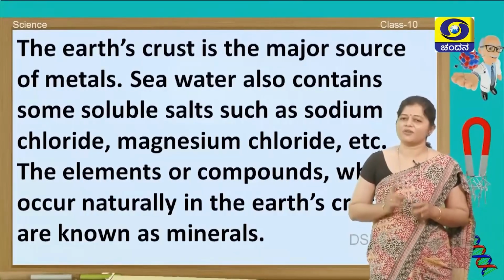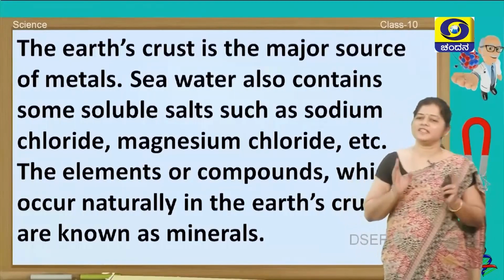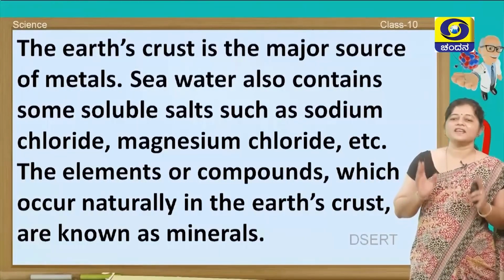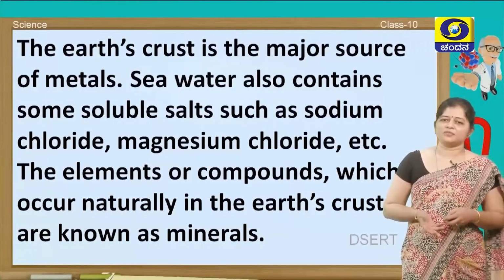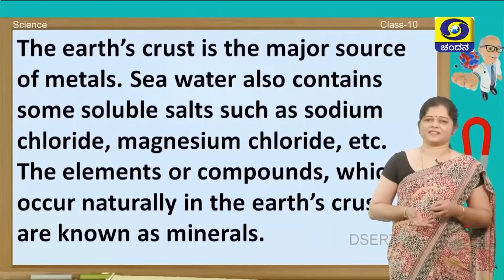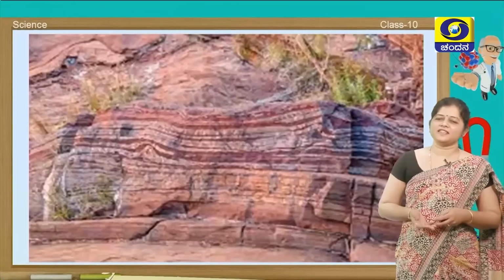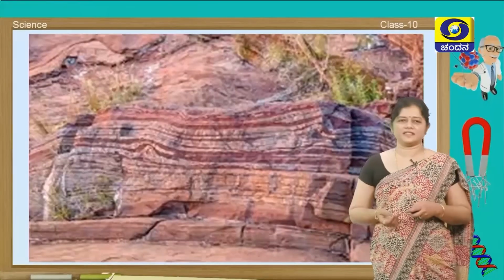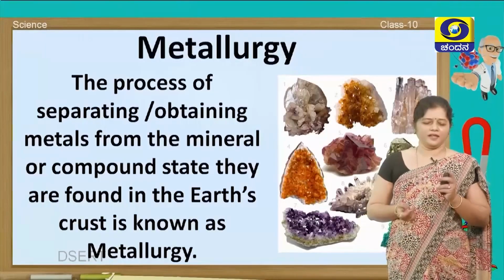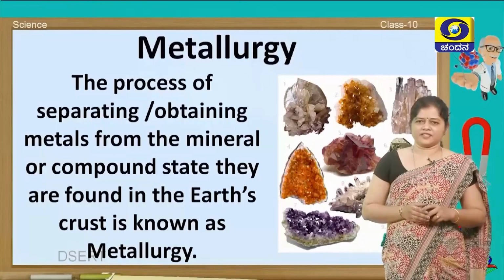The elements or compounds which occur naturally in the earth's crust are known as minerals. Salts such as sodium chloride or magnesium chloride are all minerals. Now you can see here, this is the earth's crust where you can find a lot of minerals. Now, let us see what metallurgy is.